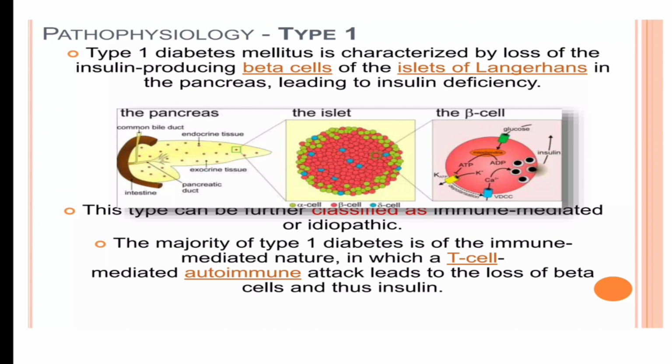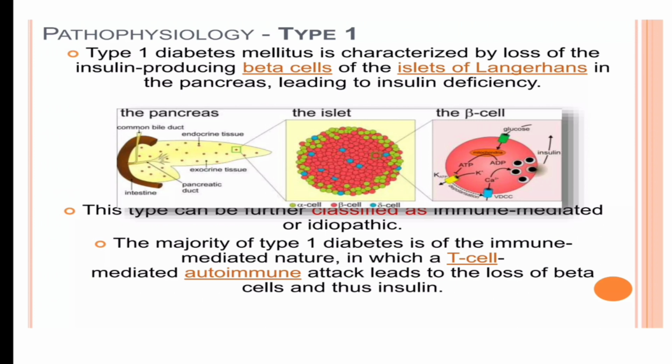The pancreas, common bile duct, endocrine tissues. There are two types of tissues, endocrine tissue and exocrine tissue, and pancreatic duct, intestine. In the islet, the alpha cells and the gamma cells are in blue color, the beta cells are in red color, and there are also alpha cells in green color.